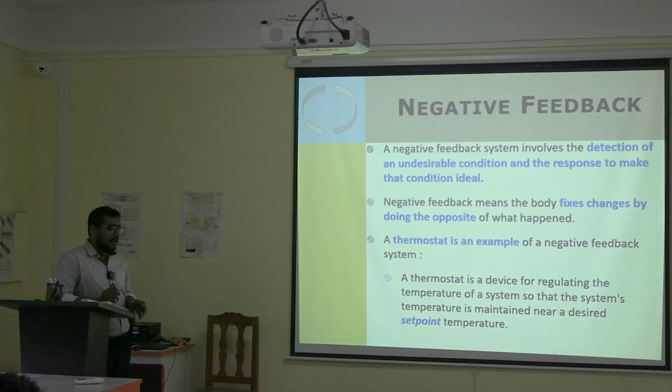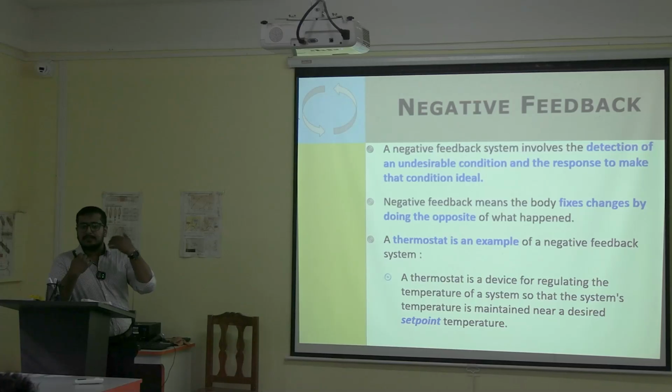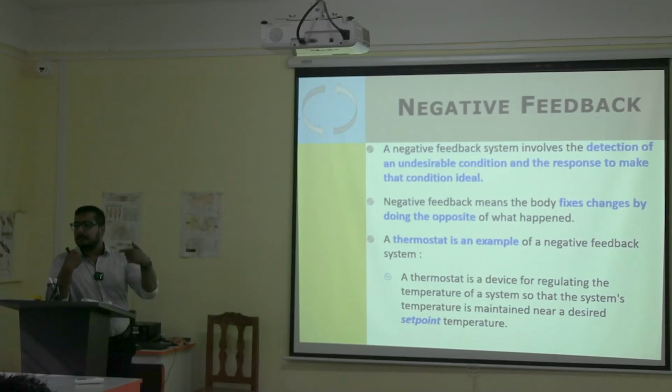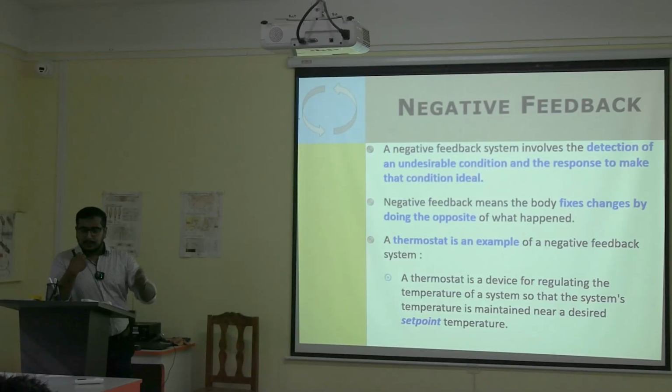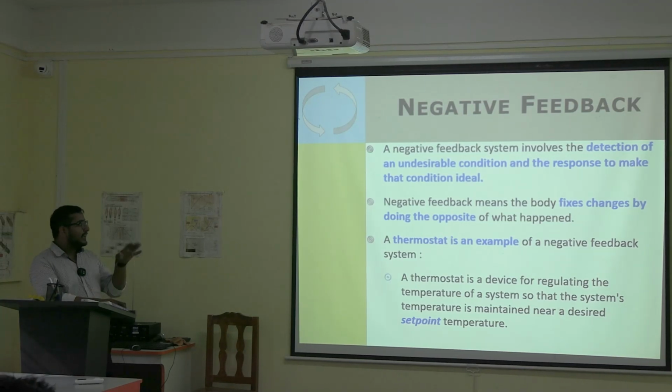What is negative feedback? Just imagine some obnoxious stimuli is surrounding us, but our internal environment is maintained. By which process is it maintained? Just imagine a negative stimulus is around us, but we give ourselves a feedback: no, we don't have to change according to that stimulus, right? So a negative feedback system involves the detection of the undesirable condition and the response to make that condition ideal.